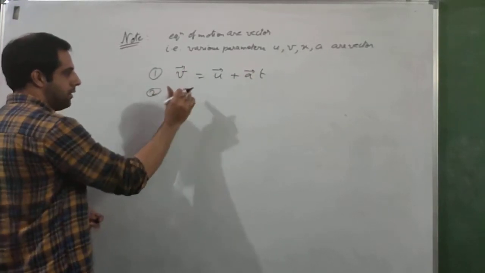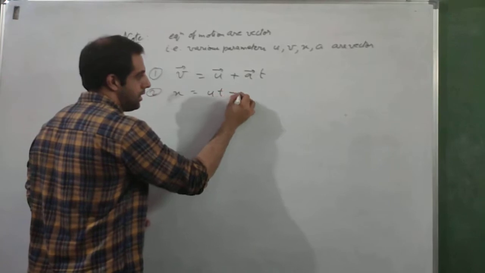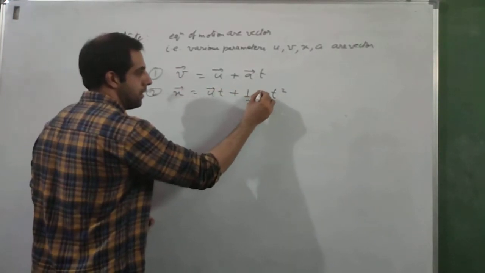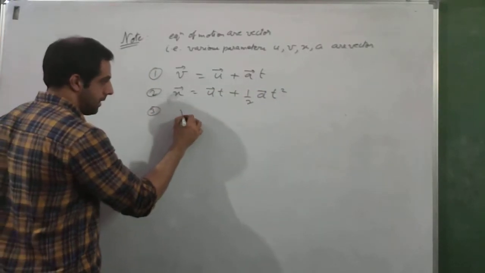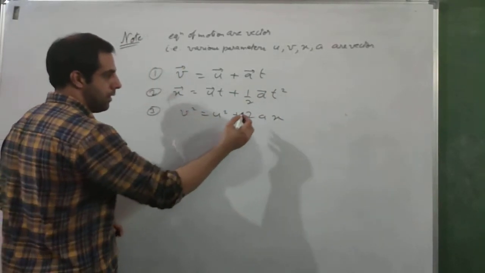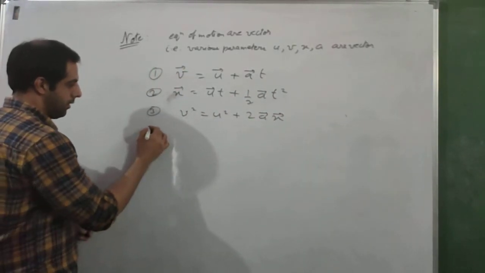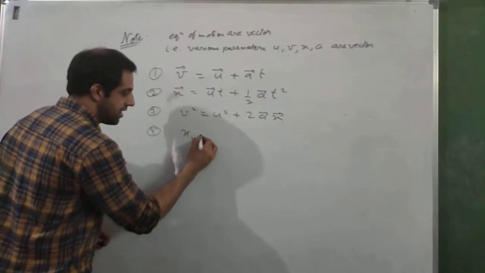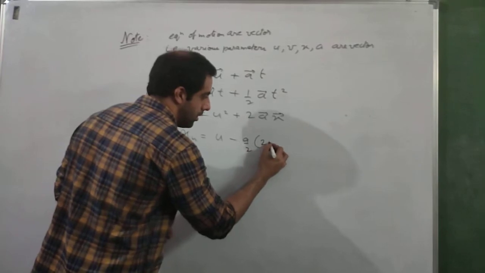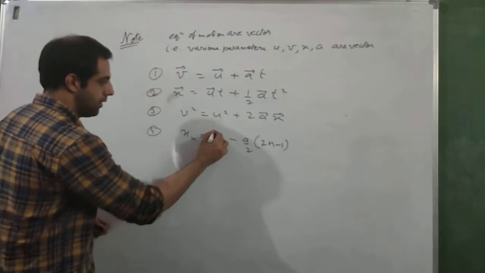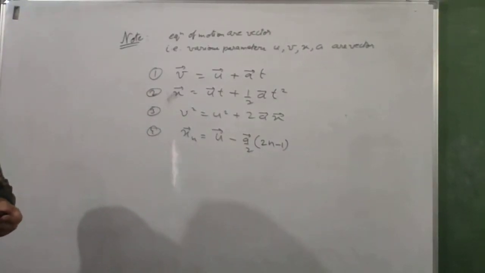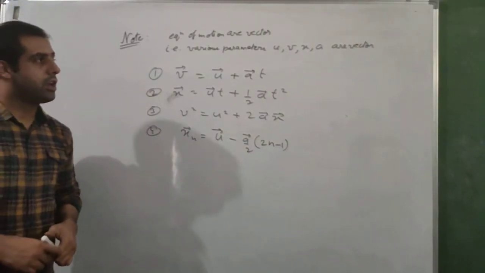Similarly, x equals ut plus half at square, and the fourth, distance travelled in nth second, we just did it, u minus a by 2, into 2n minus 1. This will be your vector notation of the 4 equations of motion.